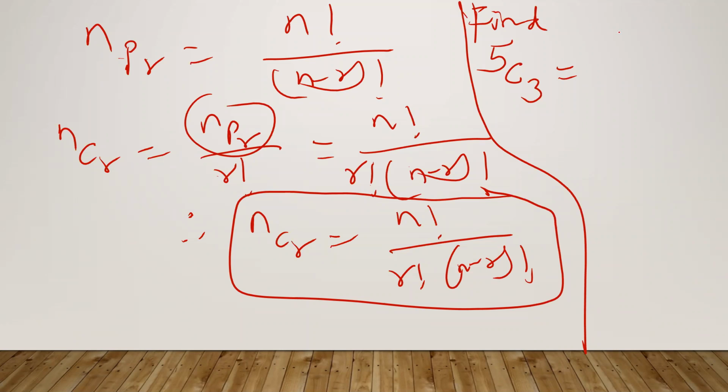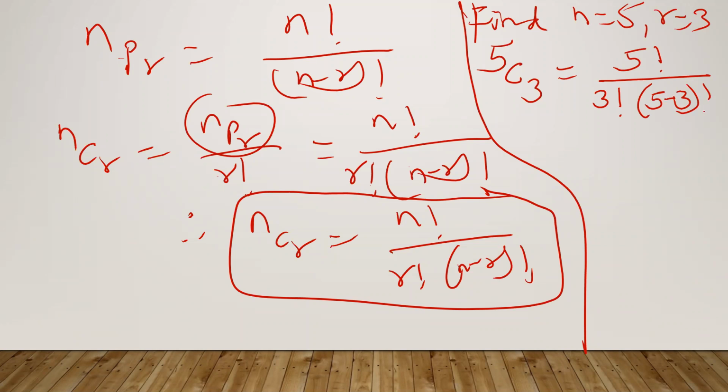How do you calculate? By using the formula n factorial. Matlab n is 5 here and r is equal to 3 here. Apply the formula. So 5C3 is equal to 5 factorial, n factorial matlab 5 factorial divided by r factorial. R is 3. So 3 factorial into n minus r factorial, 5 minus 3 factorial. Calculate this. So it is 5 factorial divided by 3 factorial into 5 minus 3 is 2, 2 factorial. Now you have to simplify this. What is 5 factorial? It is 5 into 4 into 3 into 2 into 1.